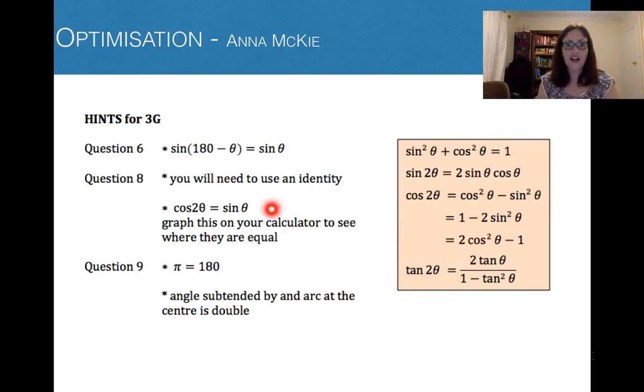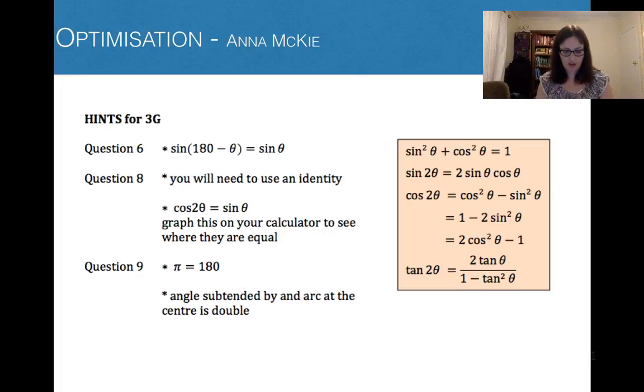Another fact, if you're solving something like cos of 2 theta is equal to sine theta, do what we've just done on that previous question and graph it. Use y1 and y2, graph these two and see where they're equal, and recognize the y values and which fraction that relates to, if it's root 3 on 2, a half, or 1 on root 2.